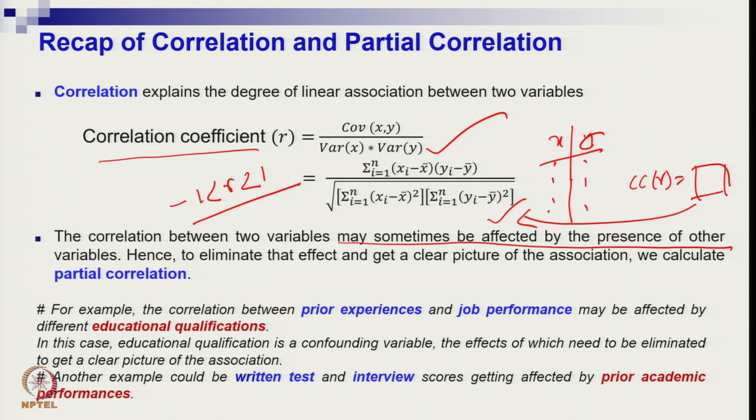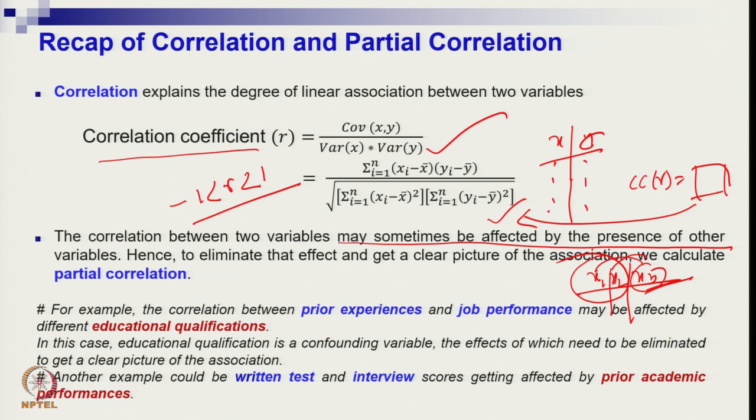So if you have three variables, x1, x2 and x3, and you need to find the correlation between x1 and x2, but x3 has an impact on both, then the impact of x3 has to be eliminated. Only then can the correlation of x1 and x2 be calculated. Otherwise, there will be an interdependency among the variables. So that correlation is not the actual correlation, and therefore we need to calculate the partial correlation. Let's see what partial correlation is.